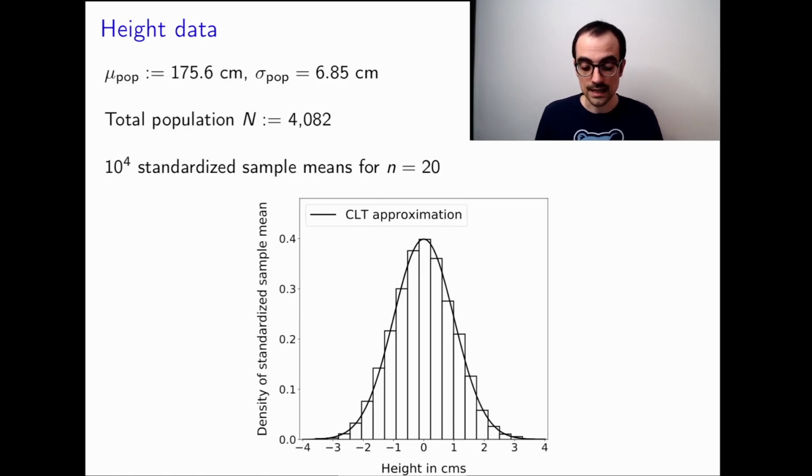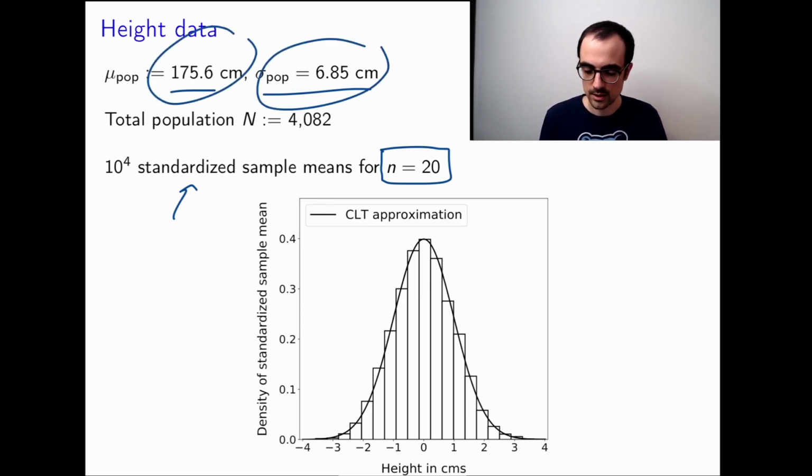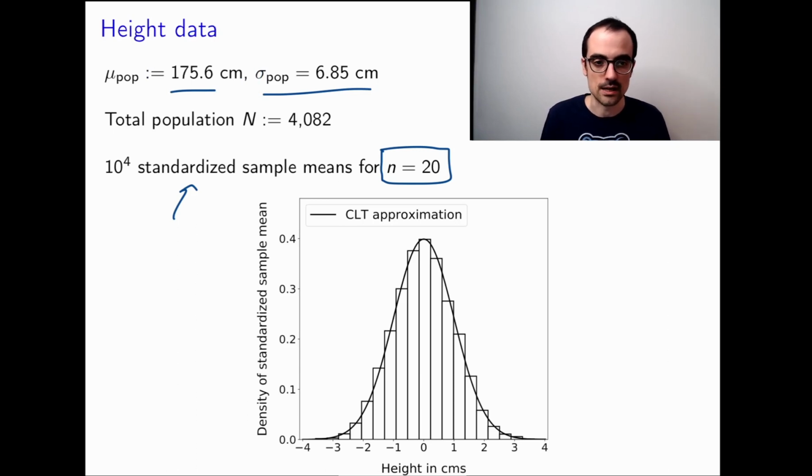When we look at the height data, and in particular, we take the distribution of the sample means after we have standardized, which means that we have centered them using the true mean, and we have divided by the standard deviation. Of course, this we wouldn't be able to do in practice, right? I'm just showing you that the statement actually holds. You wouldn't know this in practice. It's just to show you that the distribution is actually Gaussian. This is the central limit theorem approximation. It looks very, very close to the histogram.